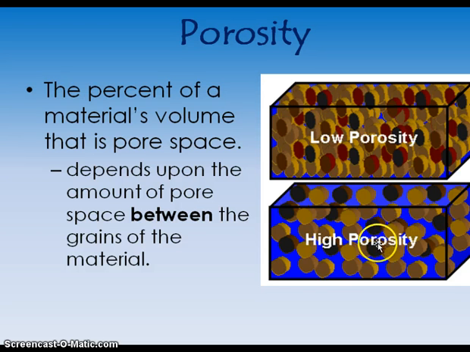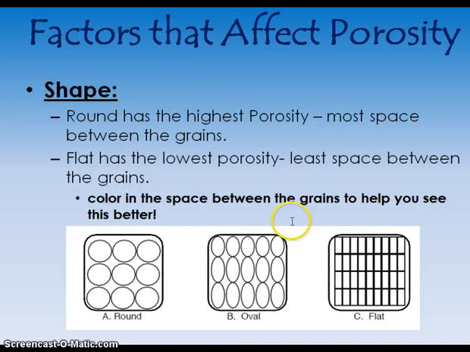Now there's three things that affect the porosity of our ground. First is the shape of the sediments that we have. Rounder shapes are going to have a higher porosity because they have more space between the grains. What would be a really good thing for you to do right now is take your pencil and color in all this empty pore space in each of these, the round, the oval, and the flat. Once you get to the flat, there isn't any place to color because the flatter it is, the less pore space or the lowest porosity you can have.